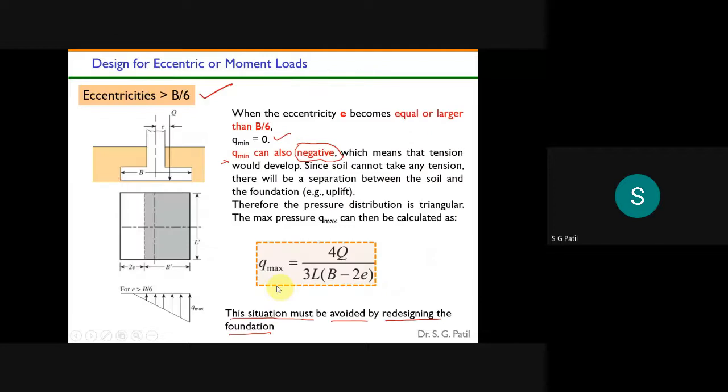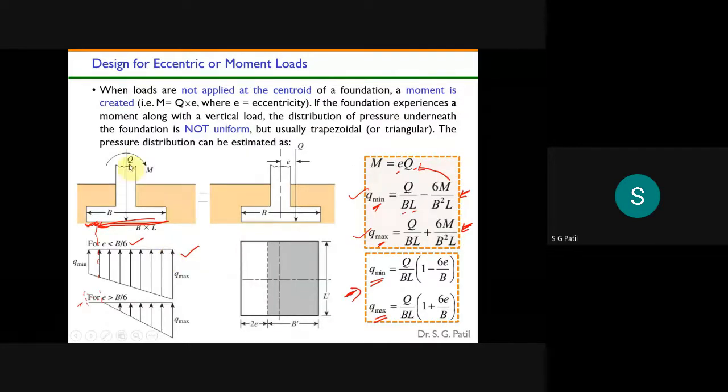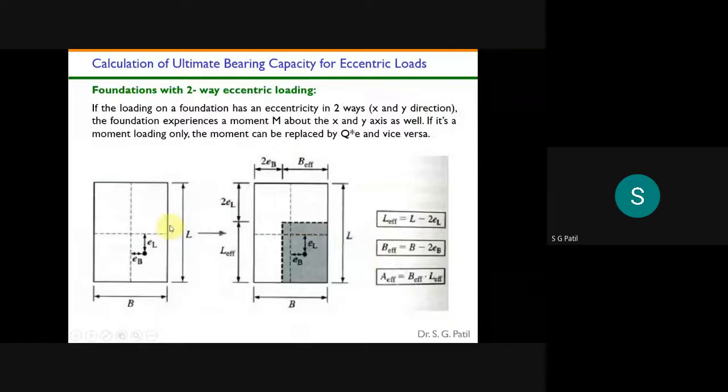Okay, so whatever eccentricity we have seen, those are in one direction only. Suppose you have eccentricity in two directions, that means the column is off in the breadth direction as well as in the length direction. You see, this is your column position, and this is your foundation. So it is off not only in your length direction, it is off in your breadth direction as well. Okay, so that is EL and EB. So EB is the eccentricity in the breadth direction, and EL is the eccentricity in the length direction.